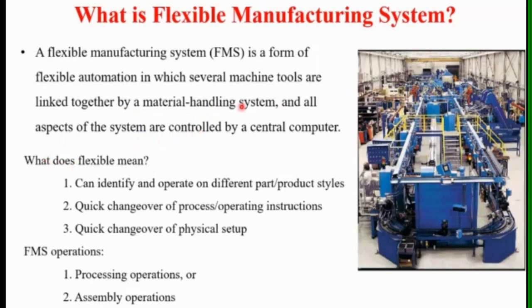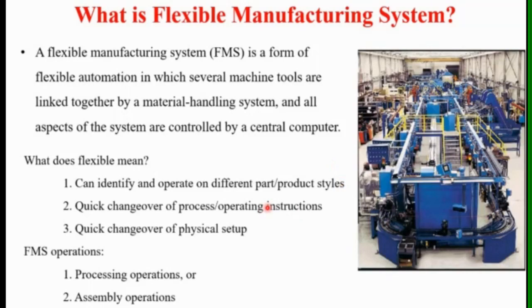Then what is meant by flexible? We can identify and operate on different parts or product styles. In this flexible manufacturing system we can identify and operate different parts or different products very easily, so that flexibility is there in the FMS. Then, quick changeover of the products or operating instructions. As it is computer controlled, we can change the processes and operating instructions very easily. Then, quick changeover of the physical setup; this setup we can also change very easily. So these are the flexibilities in the FMS.